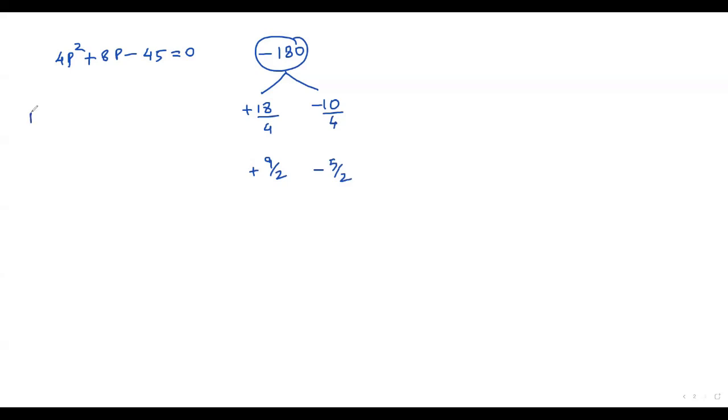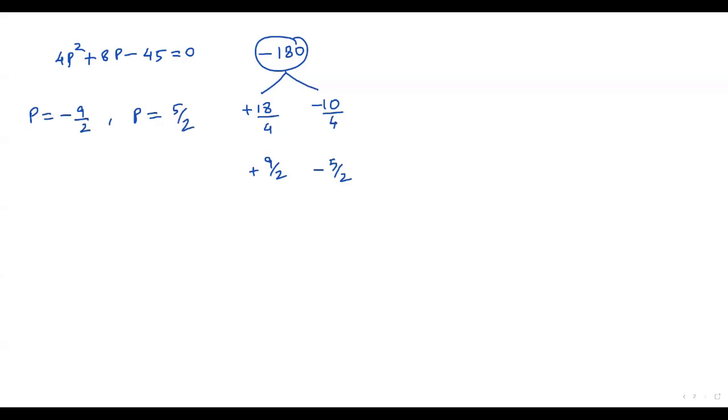Okay, now to get the first value of p, I have to change the sign of this first factor. It's positive, so if I change the sign, I'm getting −9/2. That's the first value of p in this quadratic equation. And now to get the second value of p, I have to change the sign of the second factor. It's already negative. If I change the sign, it will become positive, that is positive 5/2.